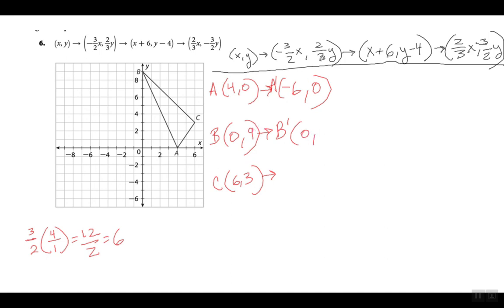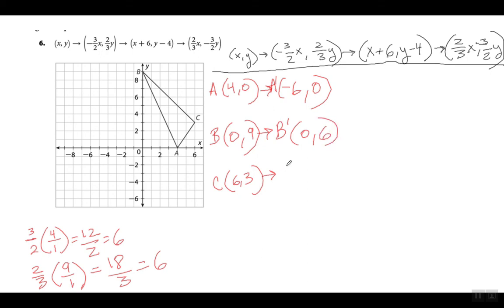Now I got to do 9 times 2/3, or 2/3 times 9. Let me write it down here. 2/3 times 9. Put a 1 beneath the 9. On the top, you're going to get 18. On the bottom, you're going to get 3. 18 divided by 3 is 6. And they're both positive, so my answer is positive.